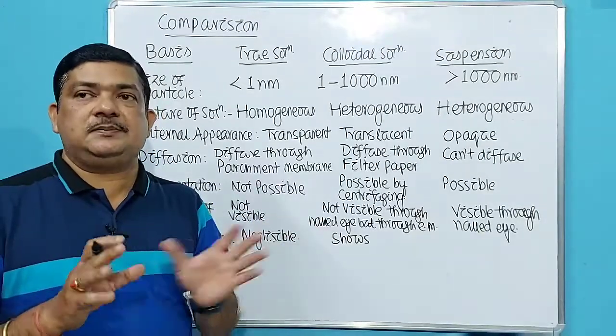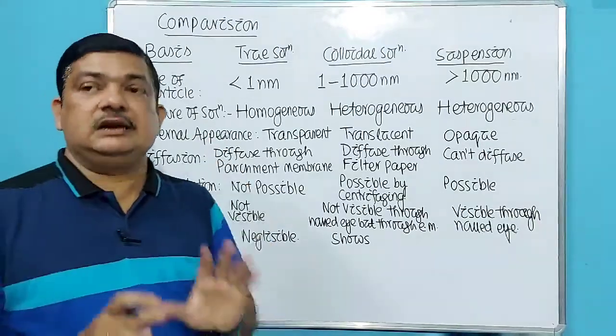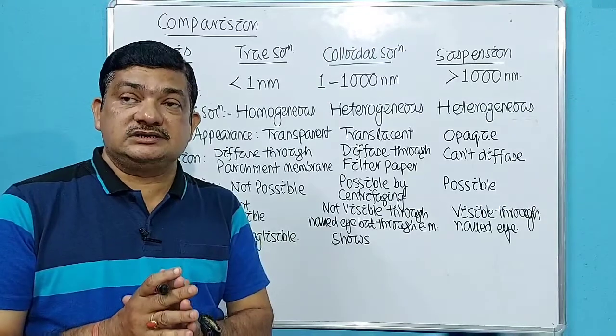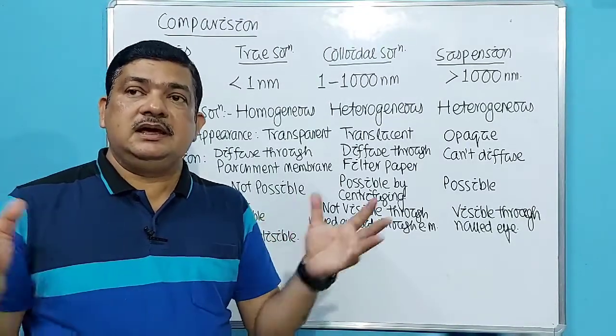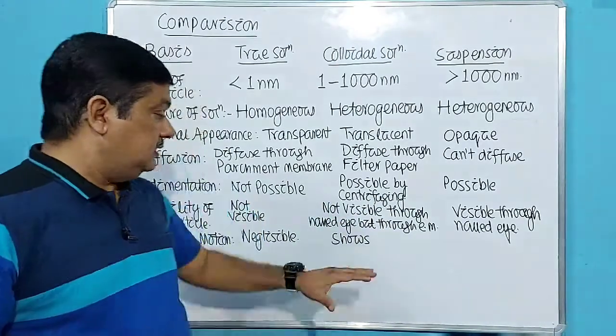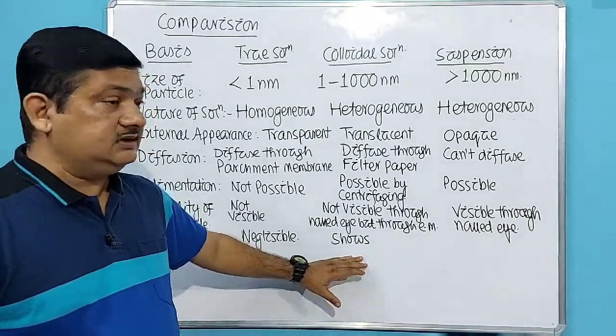So they do not settle down. They make the solution stable. Why? Because they are under constant motion called Brownian motion, due to the charge carried by them and due to the bombardment between the colloidal particles. Okay, so Brownian motion is observed in the case of colloidal solution.